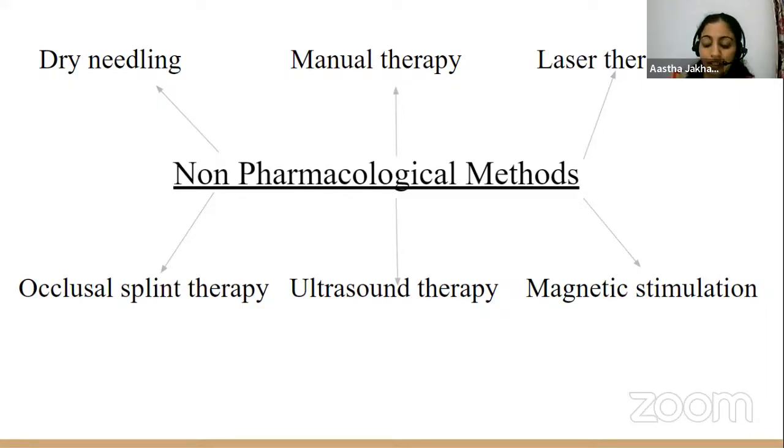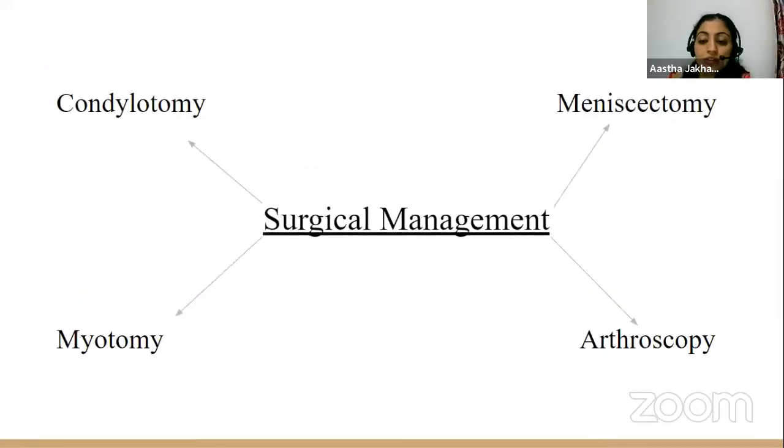Along with ultrasound therapy, it is done to reduce muscle stiffness and pain. Magnetic therapy or magnetic stimulation is just the latest addition. Occlusal splint therapy can often be given for the relaxation of masticatory muscles and protection of the teeth and jaws. Then we have surgical management. It can be done like condylotomy, meniscotomy, arthroscopy, and myotomy for the joints.